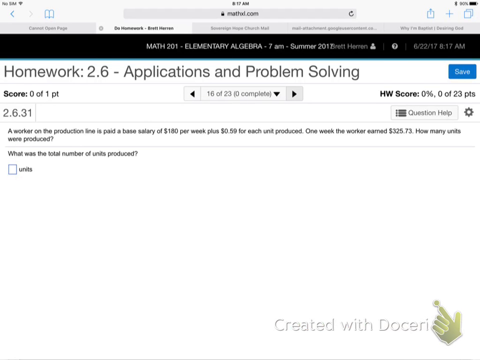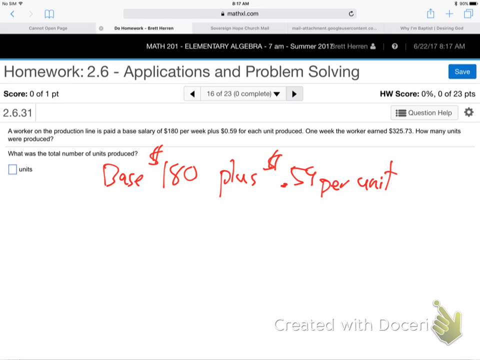Okay. A worker in a production line is paid a base salary of 180 plus 59 cents for each unit produced. I think this one would be easier to not use an X, and that's fine with me. Remember, I never care how you solve. I'm just trying to give you the easiest way. The base is 180, the base price, plus 59 cents per unit produced.